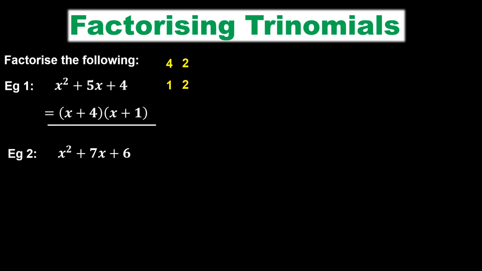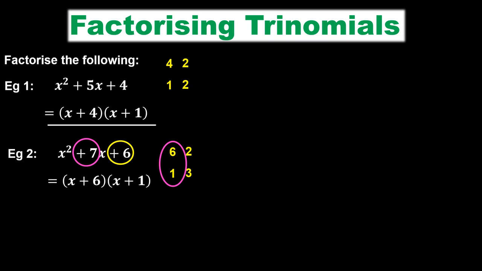x squared plus 7x plus 6. Again, I want to find my factors of 6, which will be 6 and 1 or 3 and 2. Now, which combination will add to give me 7? 6 and 1 will give me 7. So I'm going to choose that combination of numbers. Now, both signs in the trinomial are positive, so both signs in the brackets will be positive. So we'll have x plus 6 and x plus 1.